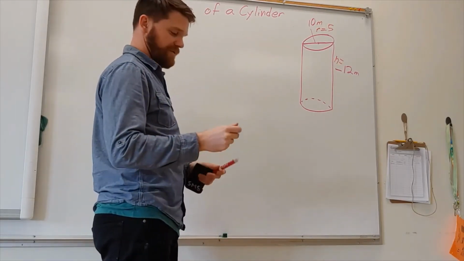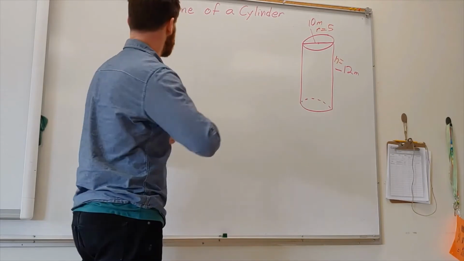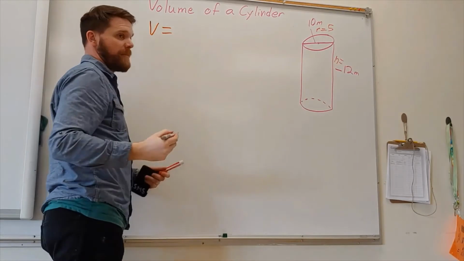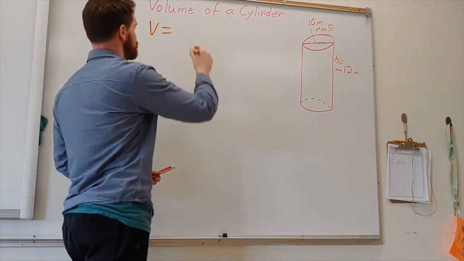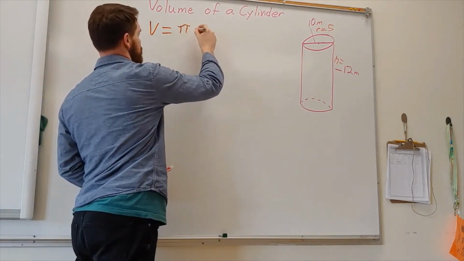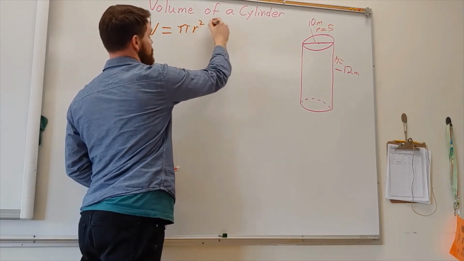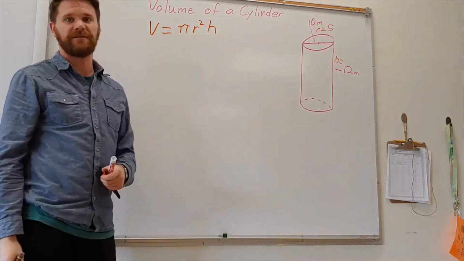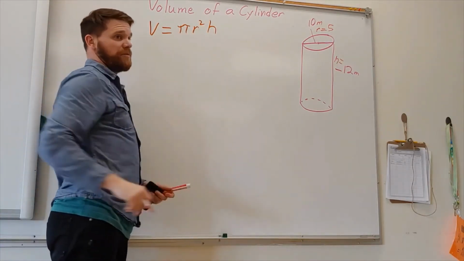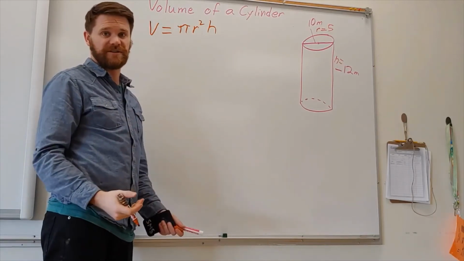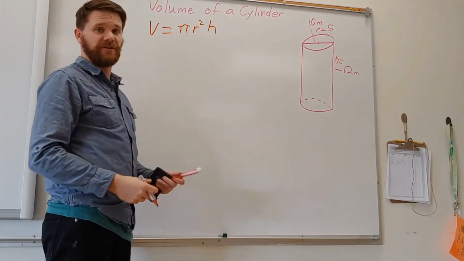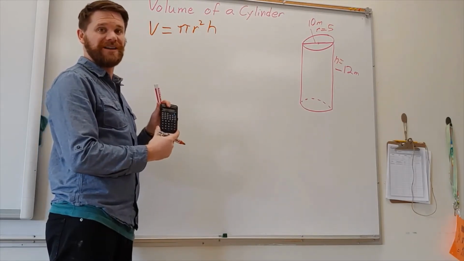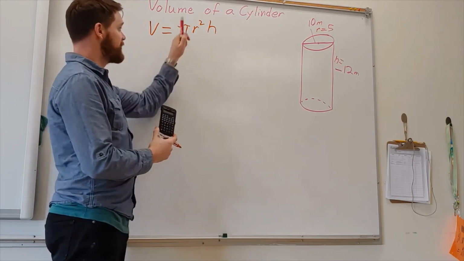So the equation, we always want to have a nice handy equation. So volume equals pi r squared h. So pi times radius squared times the height. Pi times radius squared times height. We're just going to use 3.14 today, just so we're all consistent. I know a lot of calculators have a pi button on there. Try and avoid using it so we all get the same answer. So just multiply by 3.14. If you see pi, think 3.14.